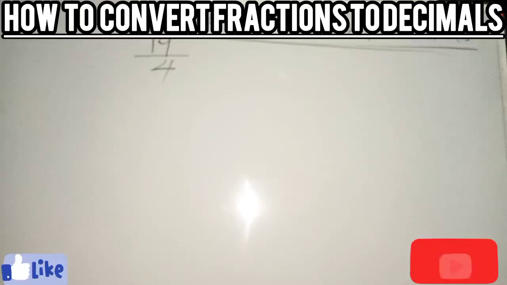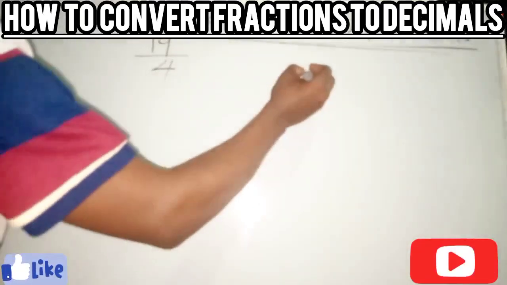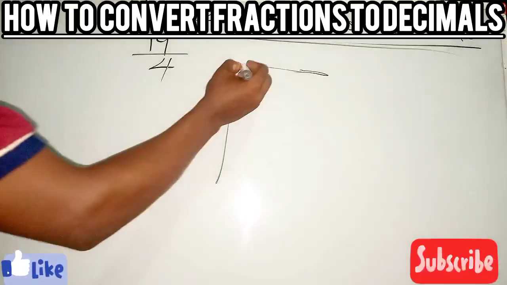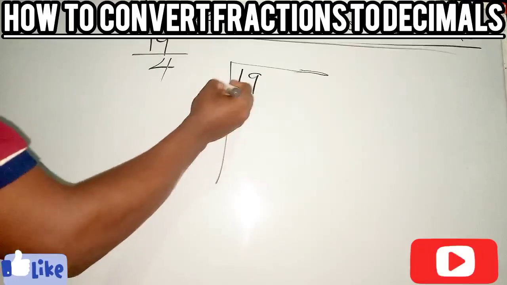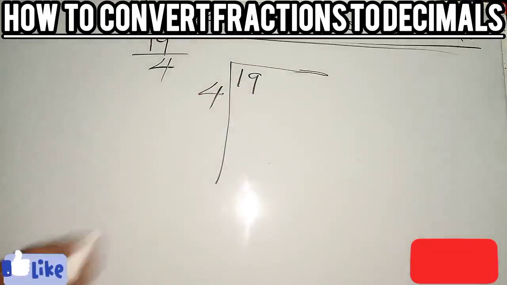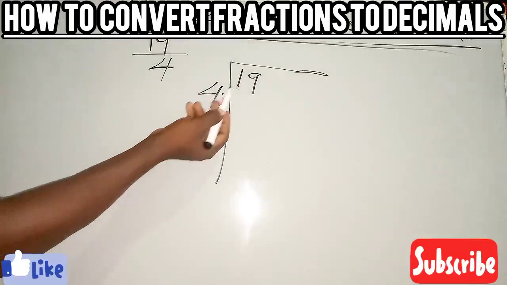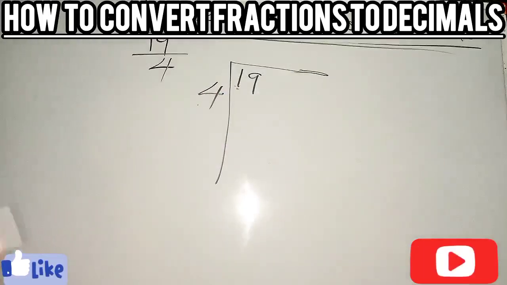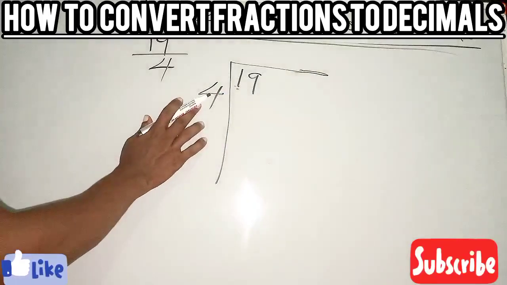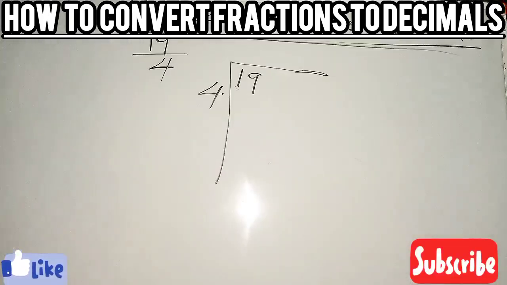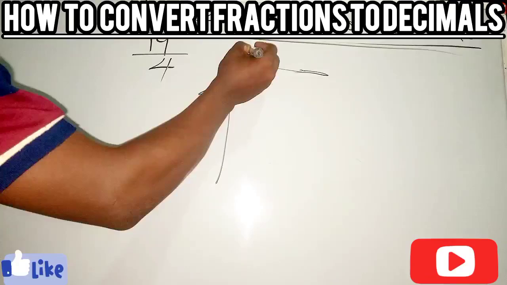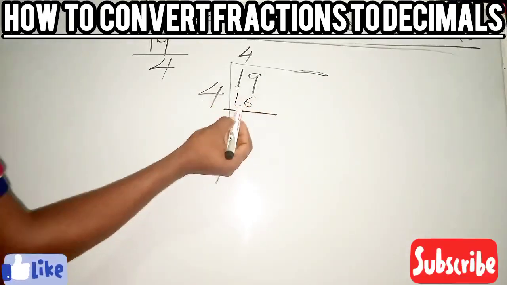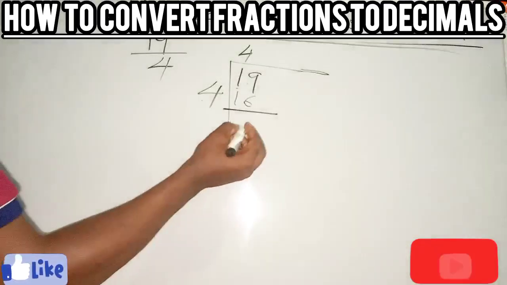All right, so welcome. We are solving this together. You are going to bring your decimal long division bar. That's the first thing you do. Then you put your 19 inside and you put your 4 outside. First thing first, you pick the first digit. Can 4 go into the first digit 1? No, it can't. So we are going to attach this one to it to make it 19. Can 4 now go into 19? Yes. How many times? 4 times. So 4 times 4 will give us 16. When you subtract 16 from 19, you will be left with what?